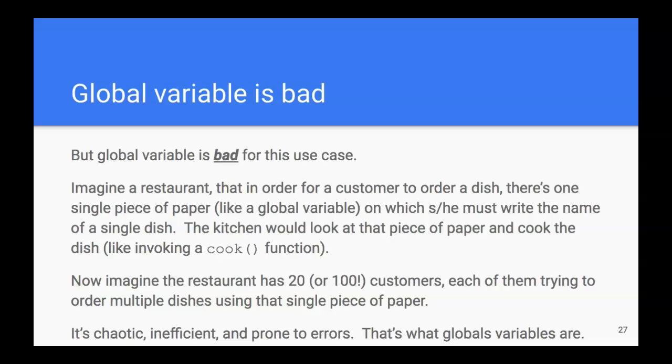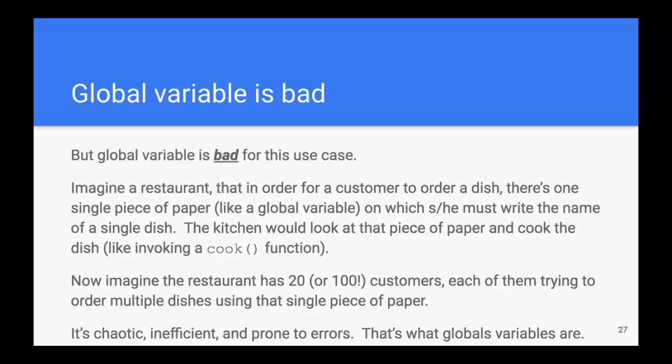I'll try to give you an example to hopefully illustrate why this is bad practice. Imagine a restaurant, and in order for a customer, maybe you, to come in and order a dish, there's a single piece of paper. A global variable is like that single piece of paper. There's one single piece of paper for the entire restaurant that when a customer wants to order something, he must write the name of that dish on that piece of paper.